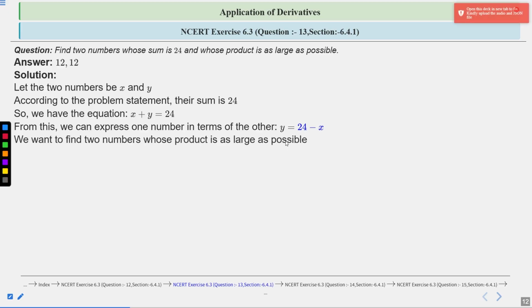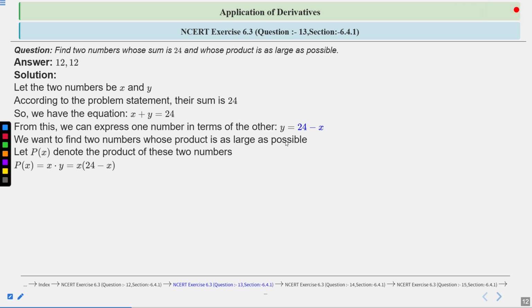Now we want to find two numbers whose product is as large as possible. Let P(x) denote the product of these two numbers. So P(x) will be equal to x times y, which is equal to x times (24 minus x). So we can write the P(x) function as 24x minus x square.